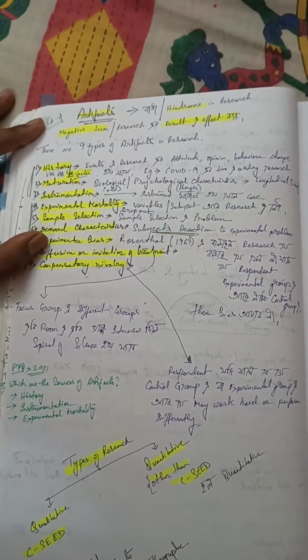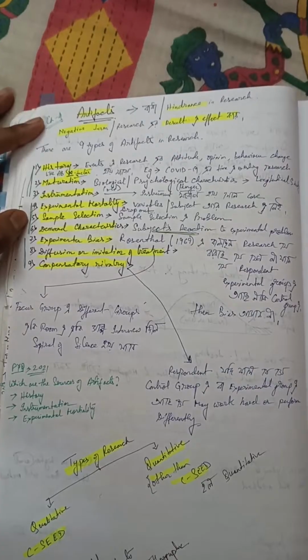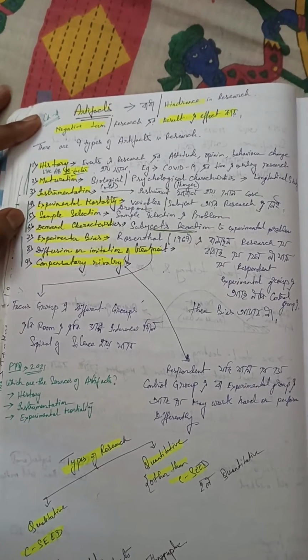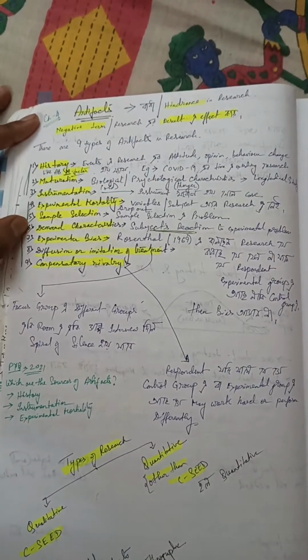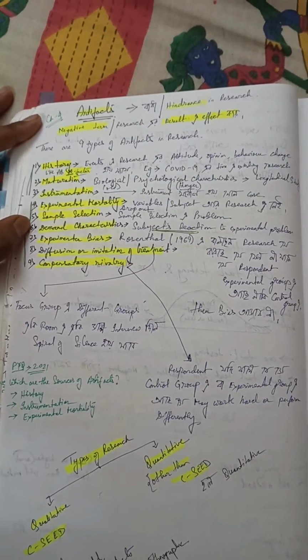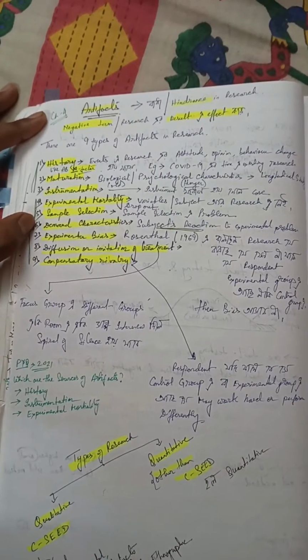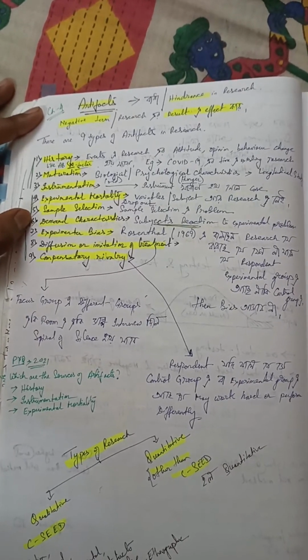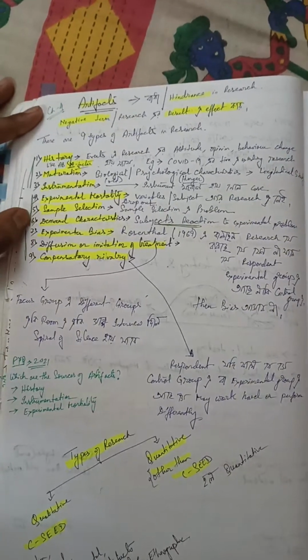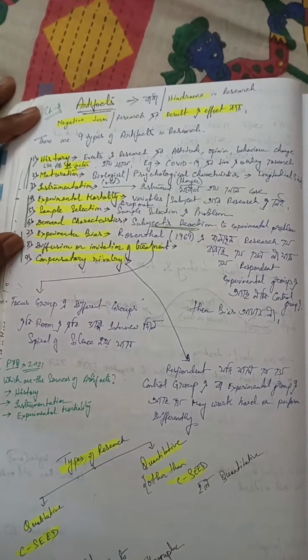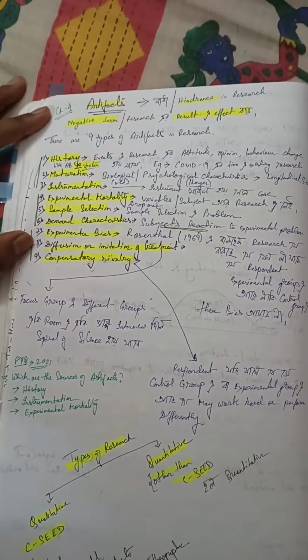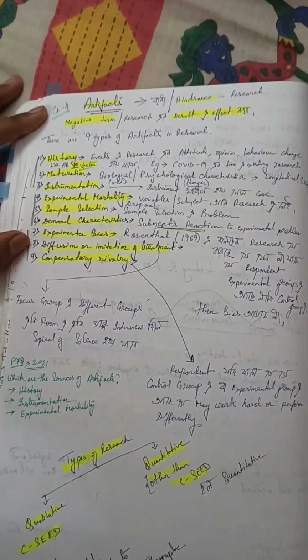Then comes diffusion or imitation of treatment. While conducting a research, suppose someone is copying the treatment from another result, another report, another research, then it's the imitation of treatment. So imitation of treatment is also considered an artifact. Imitation of treatment is also a hindrance in research.